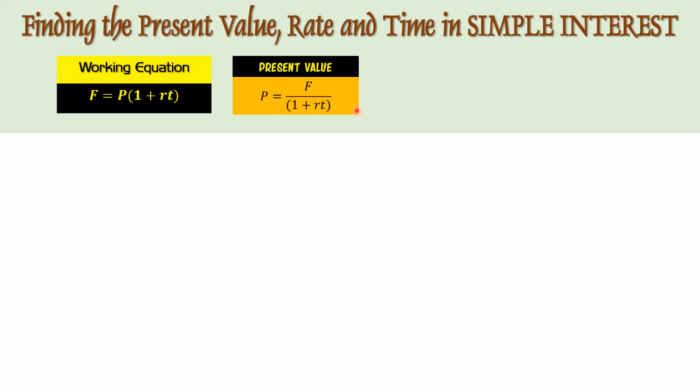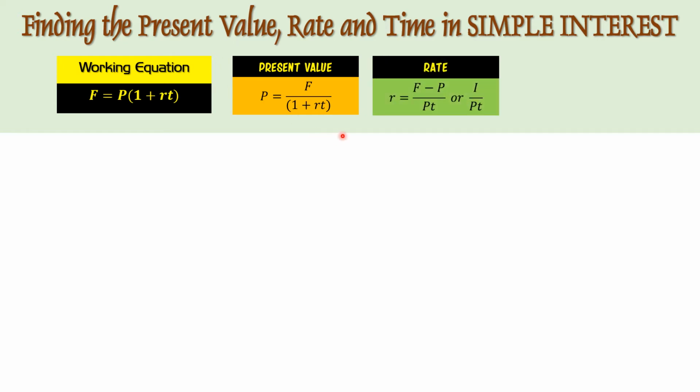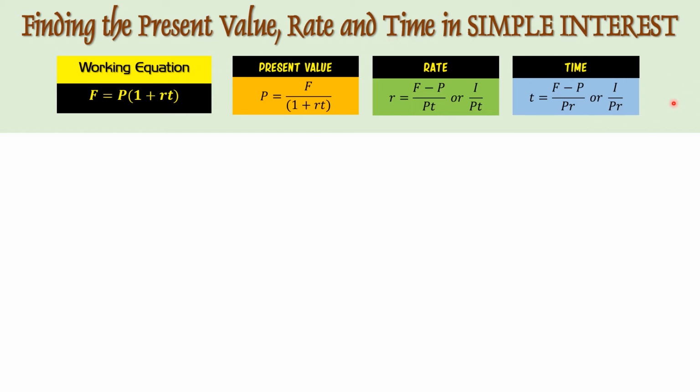Ito yung formula. And then, for the rate, the formula is R is equal to future value minus principal amount divided by principal amount times time. Or, kapag given ang interest, the formula is interest divided by principal times time. And for the time, we have here T is equal to future value minus principal amount divided by principal amount times rate. At kapag given naman ang interest, the formula is interest divided by principal times the rate. Okay, since we already have the formulas, let's do some work.